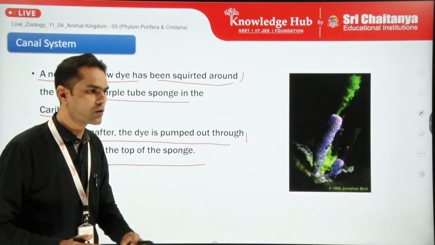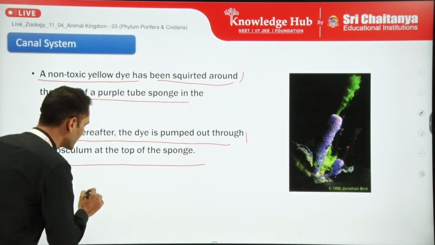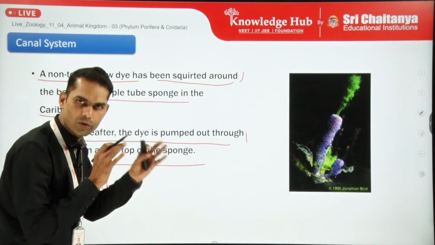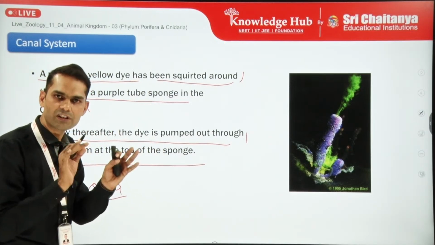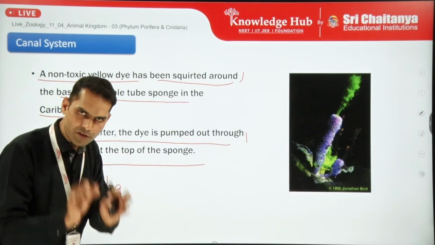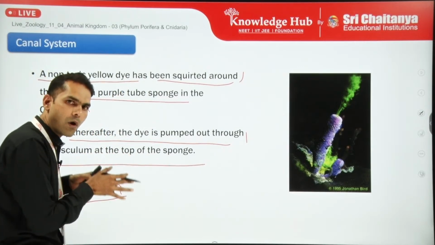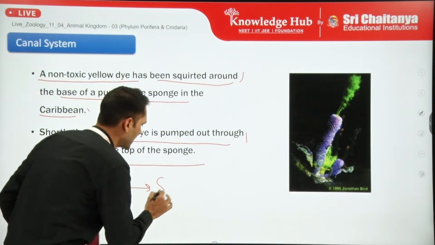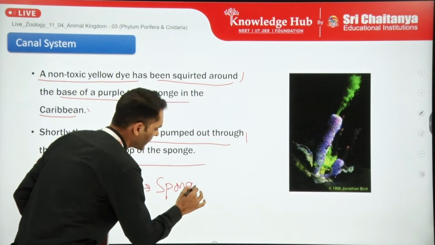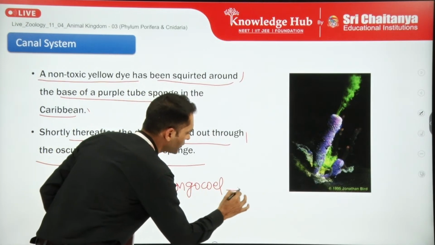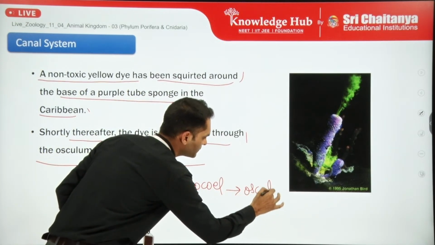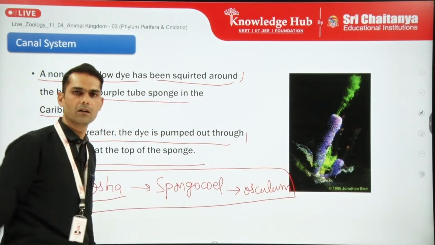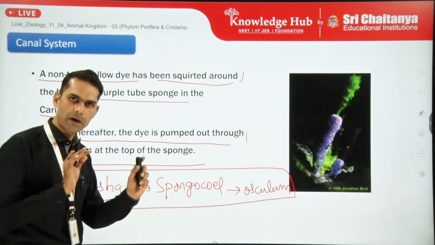So what does this show? That the water enters through the body surface. Now we have taken a look and understood that numerous tiny pores are present on the body surface, which we call ostia. So through the ostia, water will enter and it will come into the spongiocoel or the paragastric cavity, and through the osculum it will be emitted out. Okay, so this is the normal pathway.